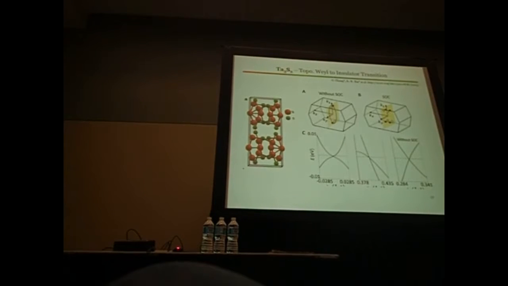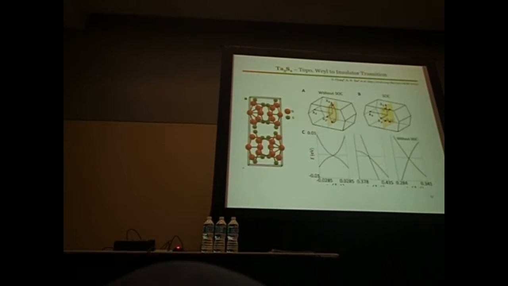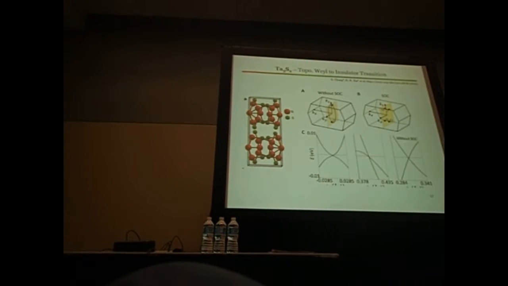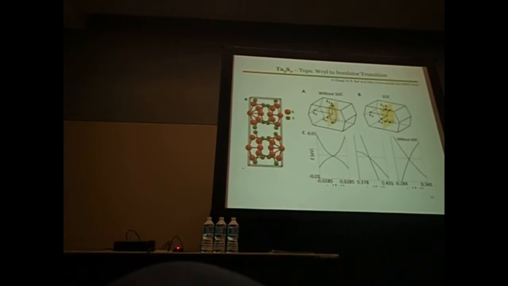Then we were trying to look for other type 2 Weyl semimetals, and we came up with this guy, tungsten sulfide. Here you see that the Weyl points are very close to the Fermi level. You also see from the schematic that the Weyl points are well separated. We're still doing experiments on this, but the theory is very clean.